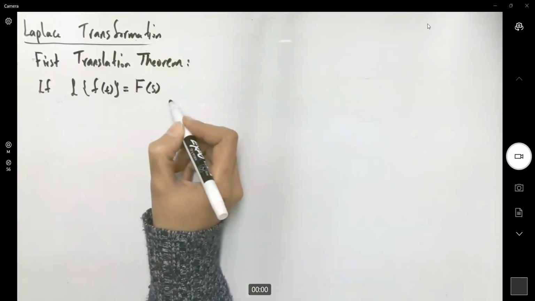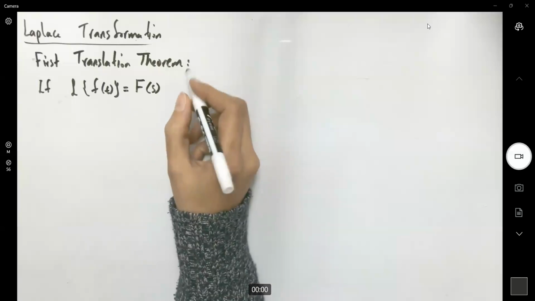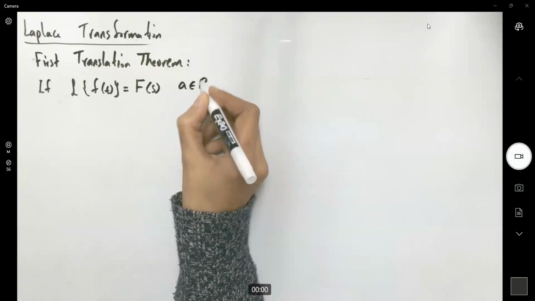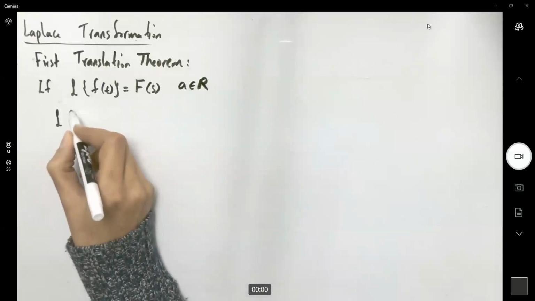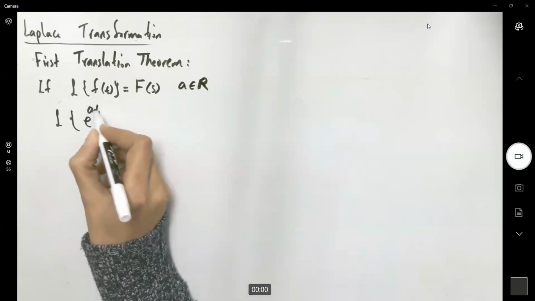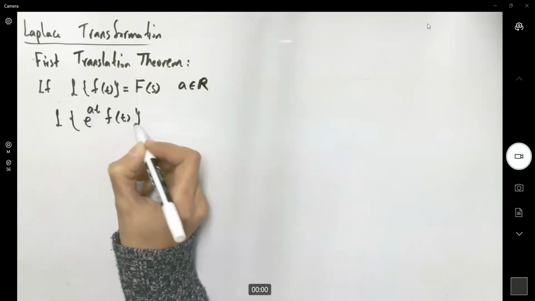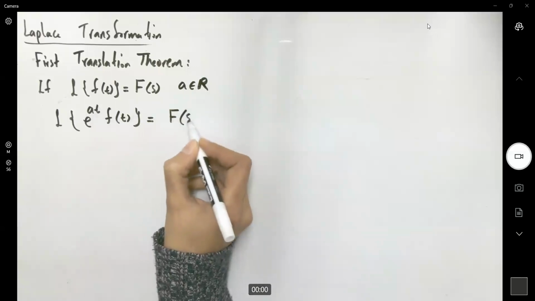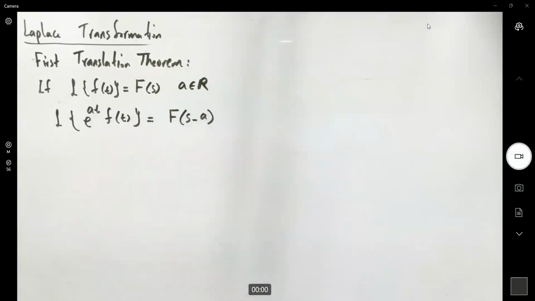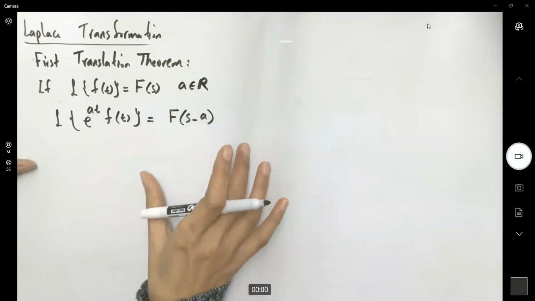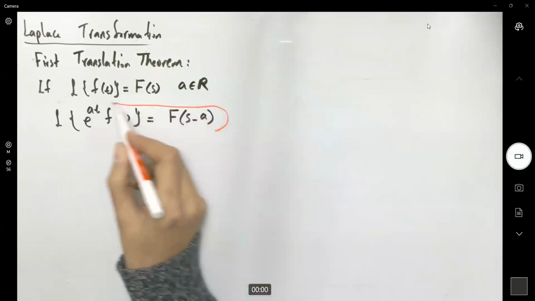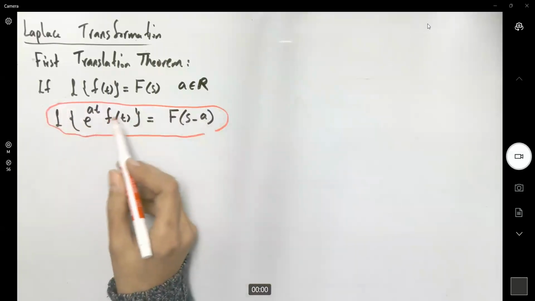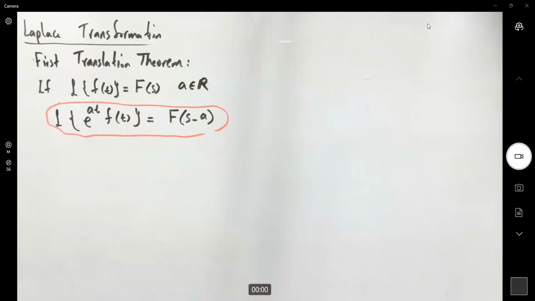F of s, it's already known to you, and a is a real number, a belongs to the real set, then the Laplace of e to the power at times f of t is nothing but F of s minus a. So we have this nice theorem that helps us to just calculate the Laplace of an exponential function times f of t. For example, let's take a look at a couple of examples here.